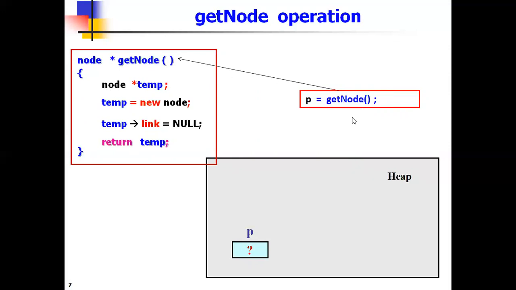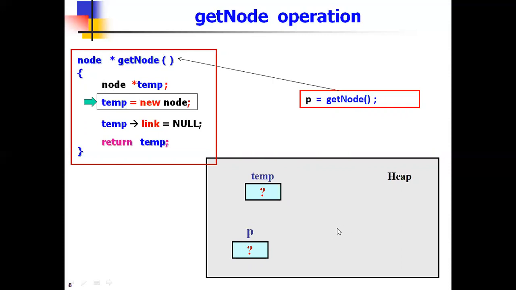When you say p equal to get node, a function is called here, and you will come to the first line. First line is node star temp. That means you are creating the temporary pointer for the node. So same temporary pointer is created here for the node, and then you are saying temp equal to new node. So what is meant by temp equal to new node? You are constructing the new node and the address of the new node will be returned to temp.